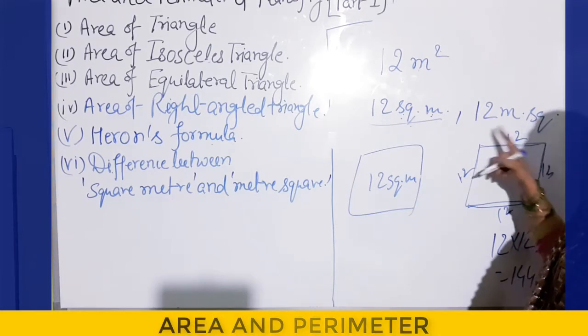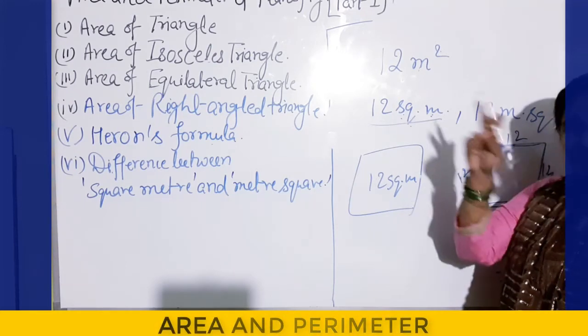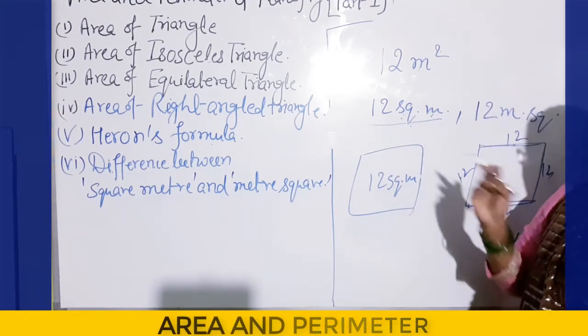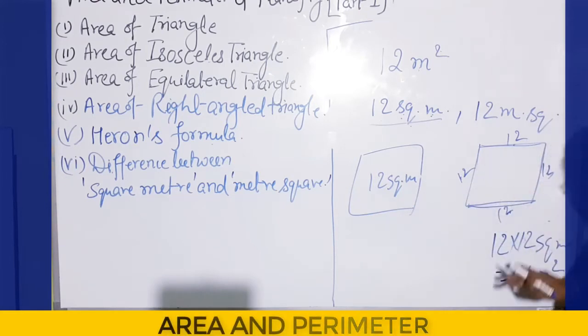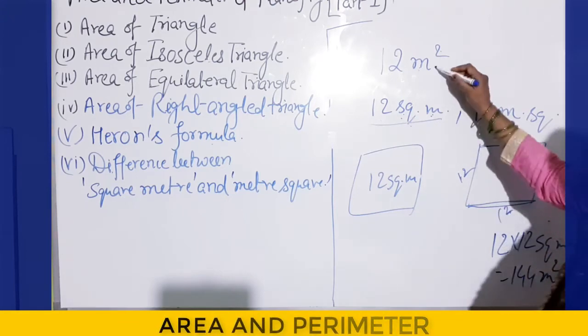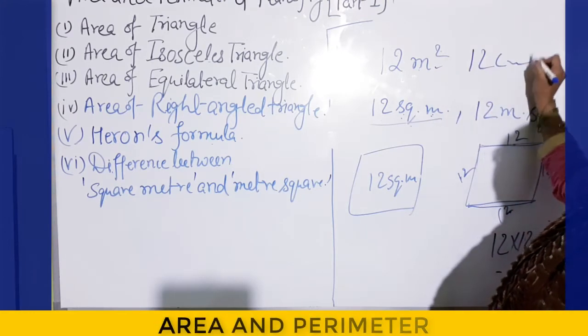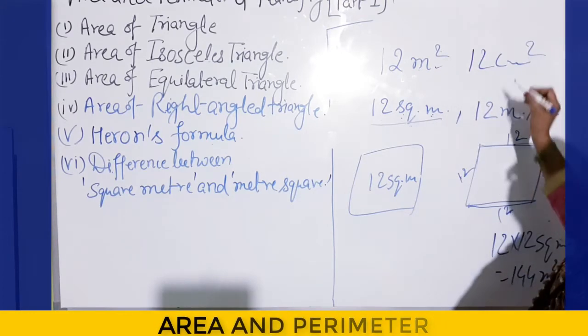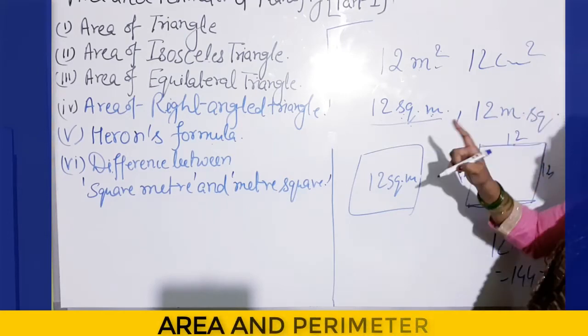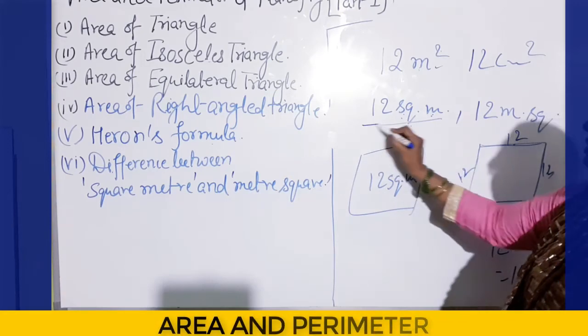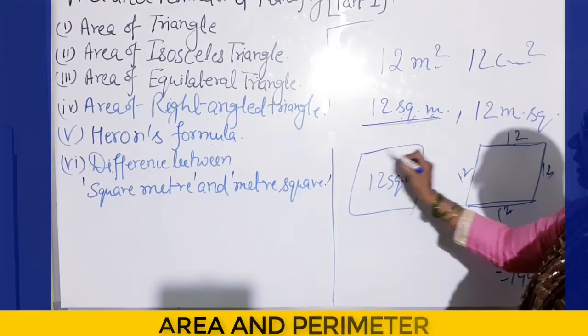12 meter square means a square whose all sides are 12, 12, 12 given, and finally we have to find their area, that is 12 into 12 square meter. Okay, we will write like this, that is no problem. Suppose 12 square centimeter, a square kilometer, but always read a square meter, a square centimeter like this. That is your final answer for any area.